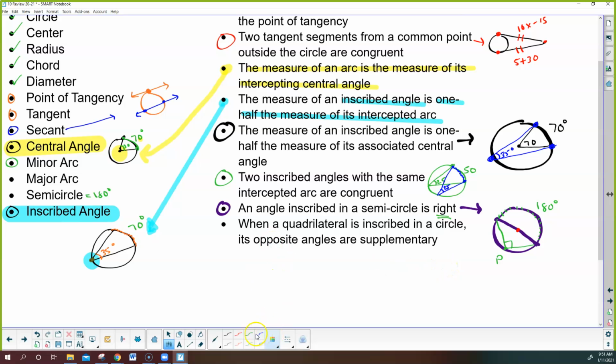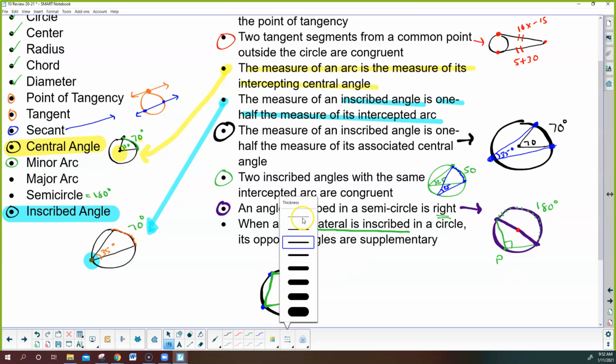All right, and then the last one. And I will post these notes, so I'm going a little fast. I don't want you to write them. Let's say I take any 4 dots on a circle. It doesn't matter where they are. And I connect them with straight lines. What that forms is called an inscribed quadrilateral.